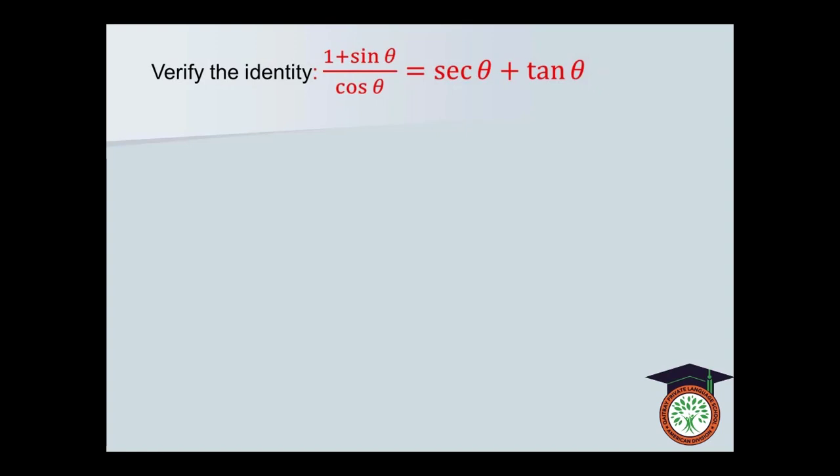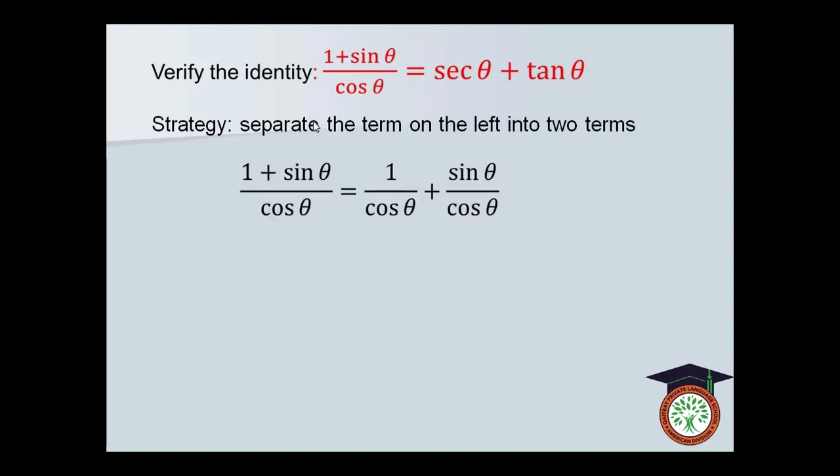Another example. Here we have the left side equal to the right side. So let's start with the left side. Okay, who can tell me what I did here? Very good. I separated the term on the left into two terms. I wrote here the left side as it is, and I can say that this denominator is common for both terms, for 1 and for sine theta. So I wrote here 1 over cosine theta plus sine theta over cosine theta. I distributed the denominator here among the terms.